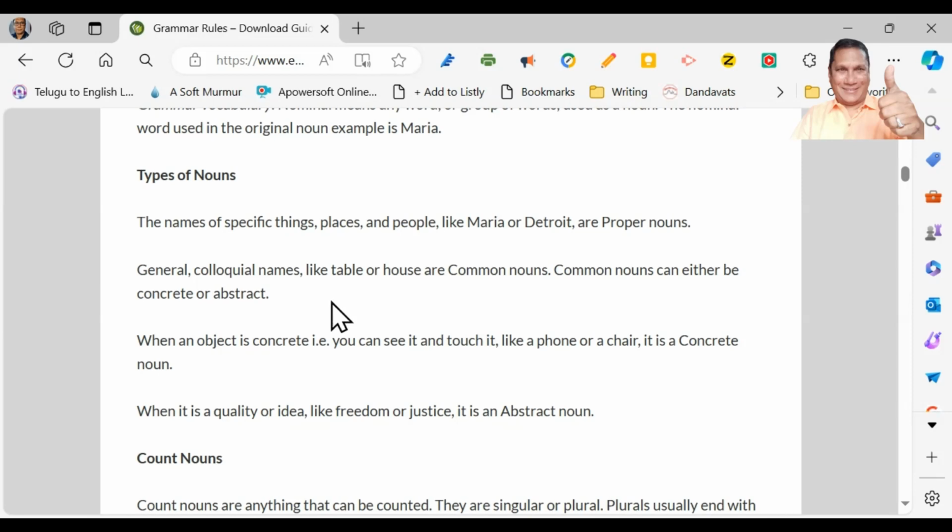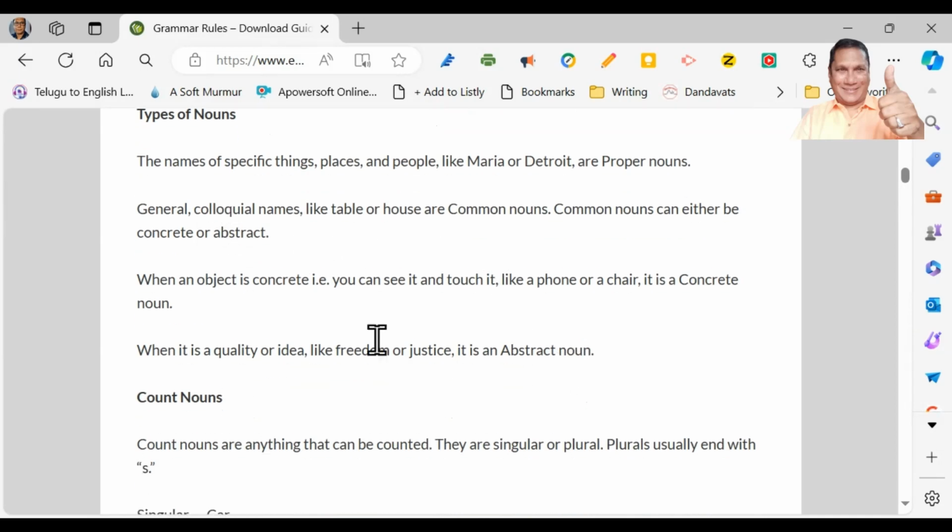So, colloquial names, general names like table, chair are all common nouns. When an object is concrete, what do you mean by concrete? You can see it and touch it like a phone or a chair. It is a concrete noun. Here, concrete is not cement concrete.